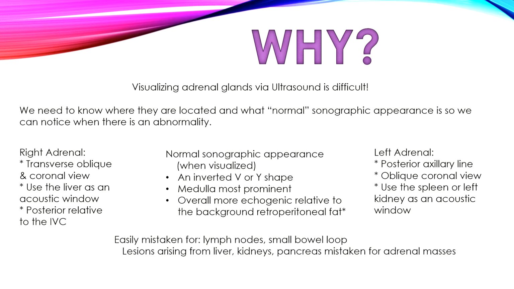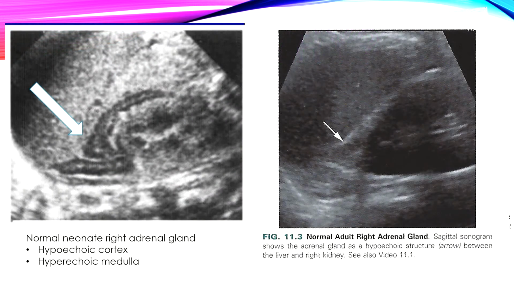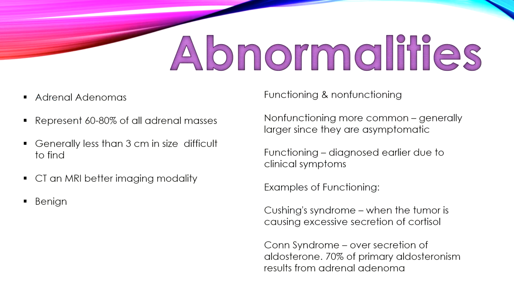Don't mistake it for a lymph node, a small bowel loop, or a lesion coming from the liver, the kidneys, and the pancreas, which are a lot of times mistaken for a mass. These images represent what you would see sonographically if you come across an adrenal gland. These ones here are both normal. If you notice in the neonate, it's easier to see due to the hypoechoic cortex and the hyperechoic medulla.